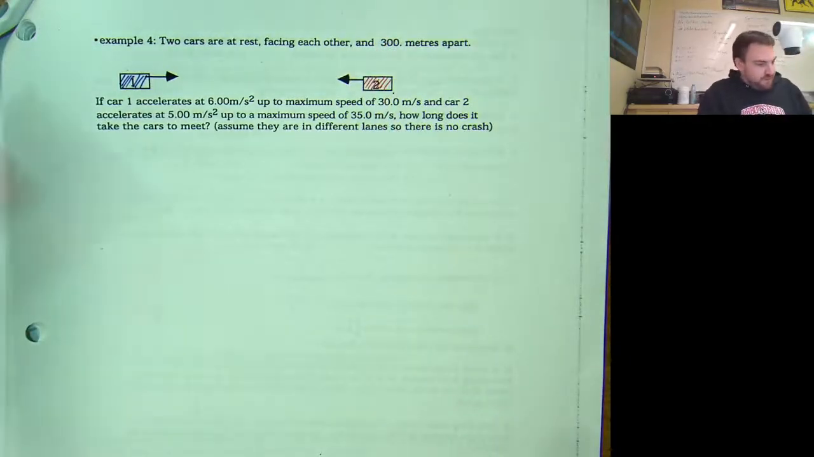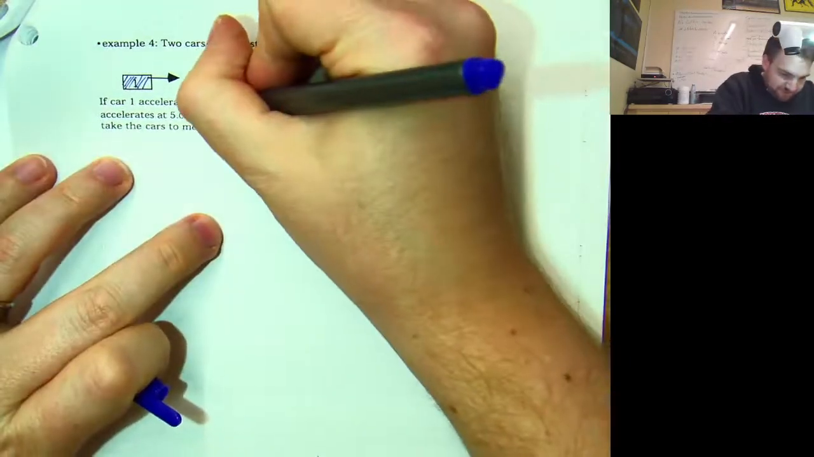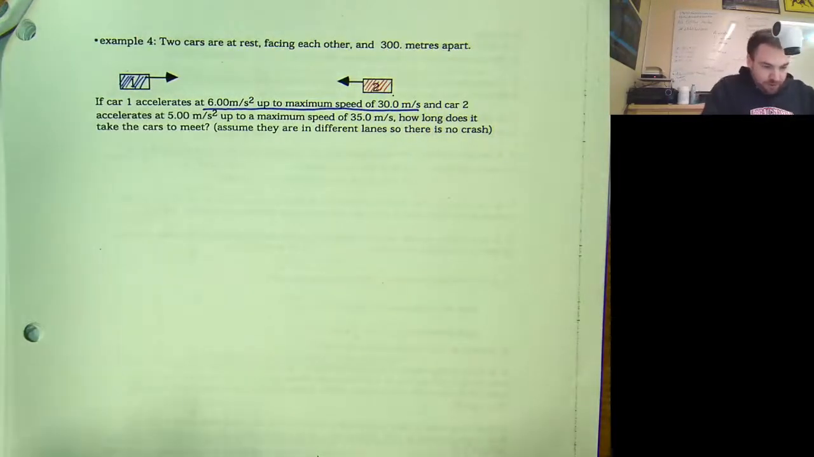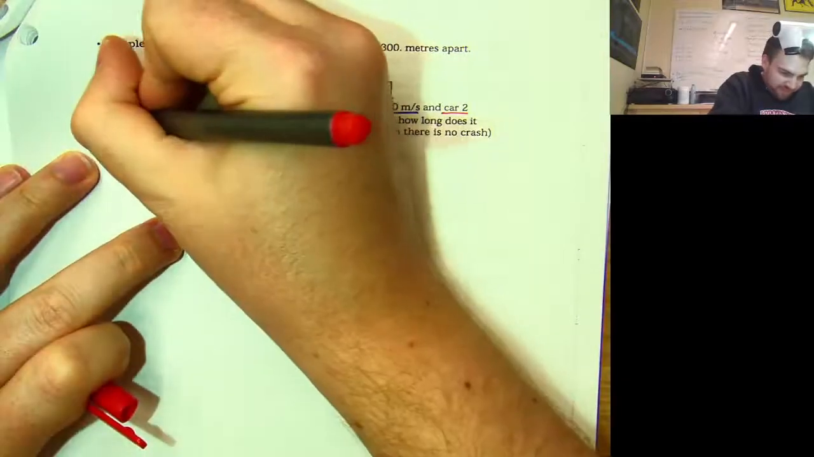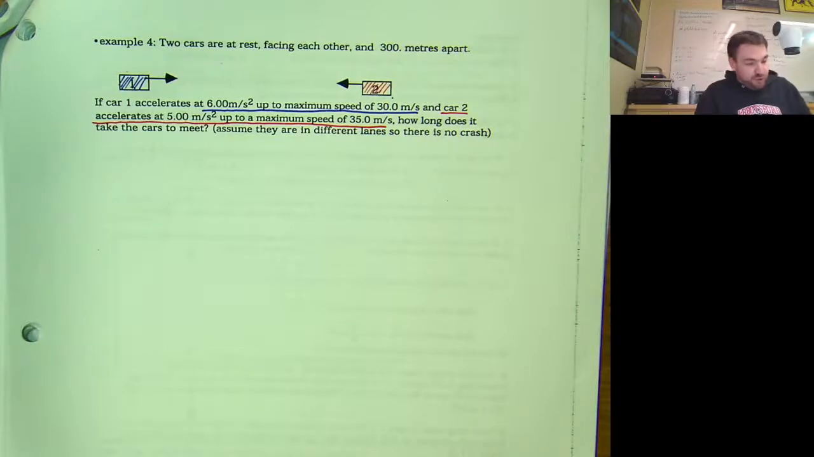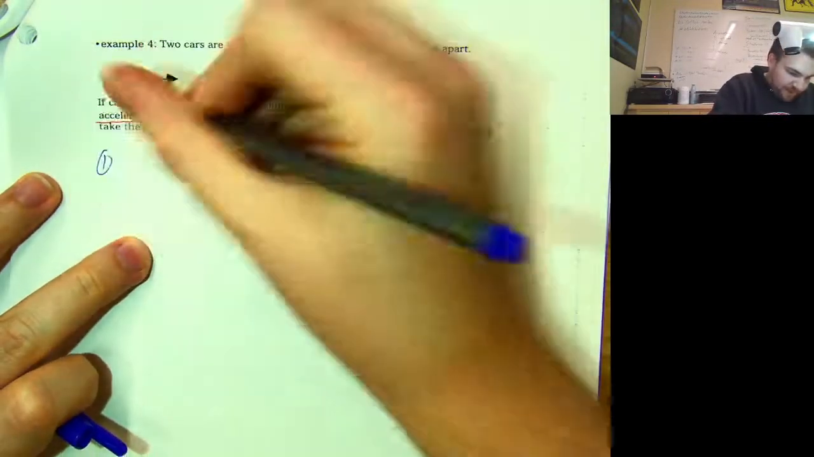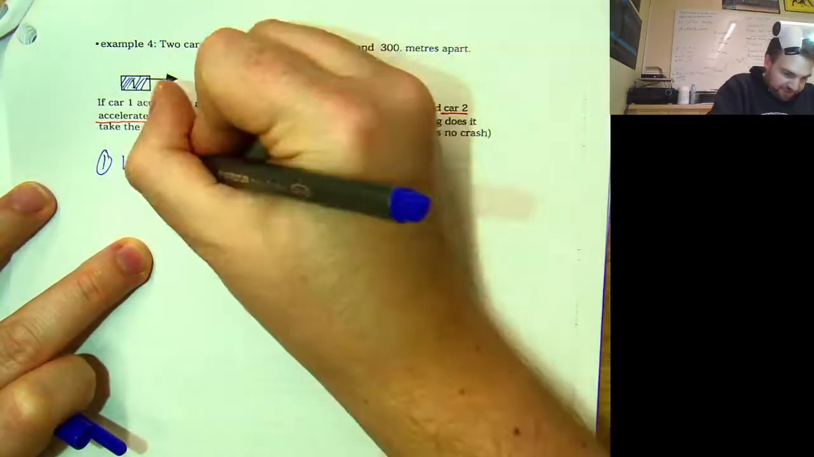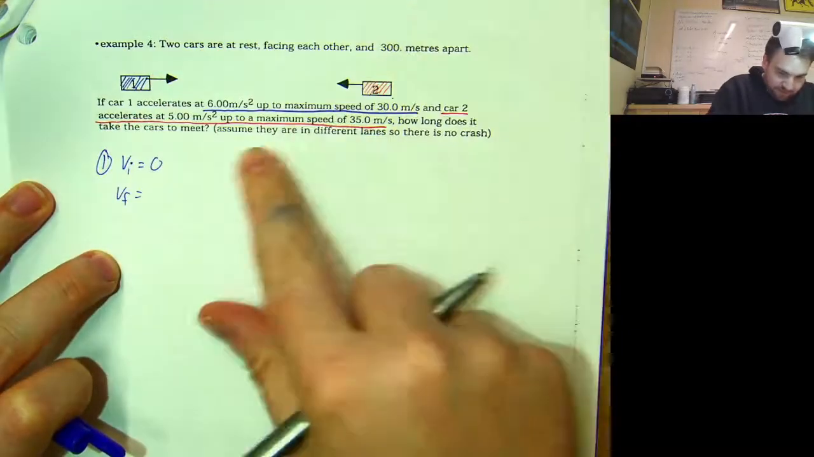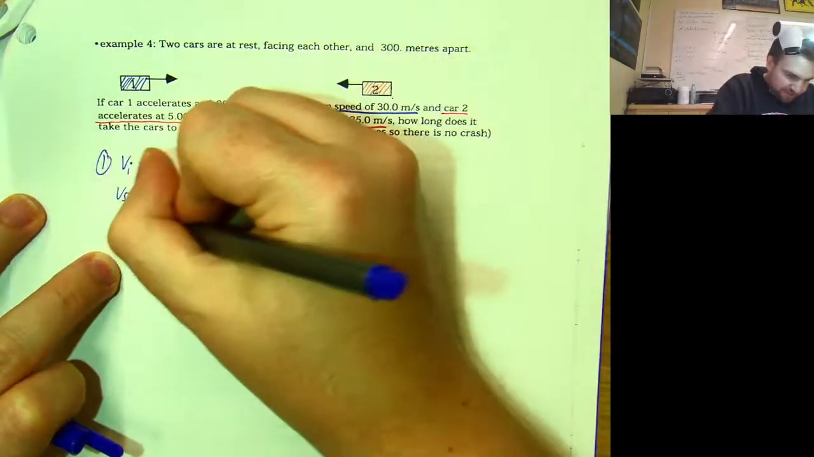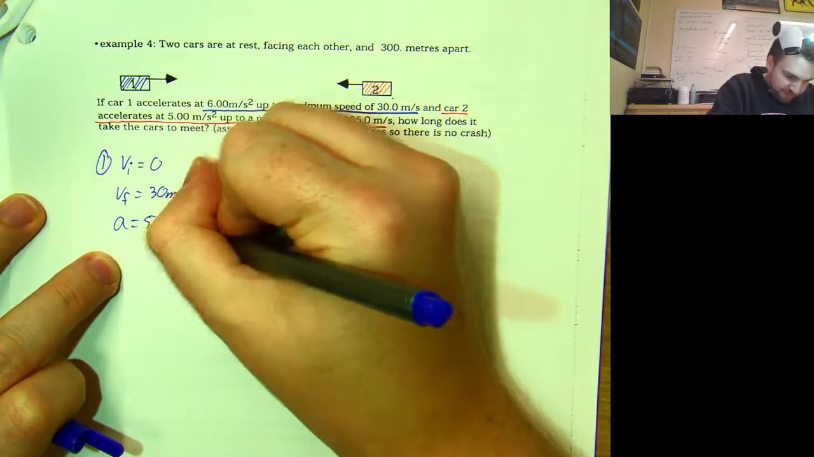Car 1 accelerates at 6 meters per second squared up to a maximum speed of 30. Car 2 accelerates at 5 meters per second squared up to a maximum speed of 35 meters per second. So let's first start to chart these things. We're told they both start at rest. Vi equals 0. Vf equals 30. The acceleration equals 5 meters per second squared.